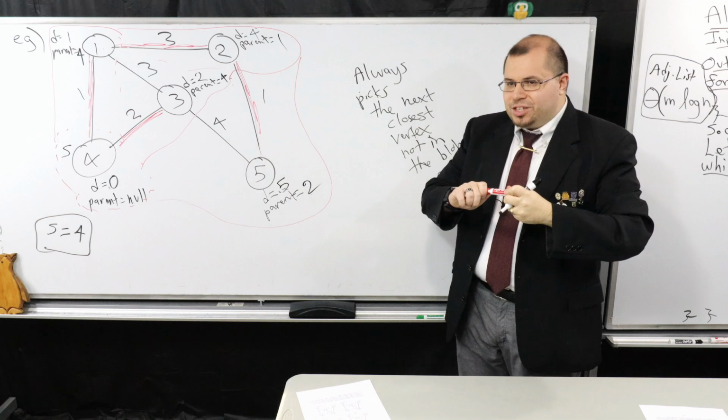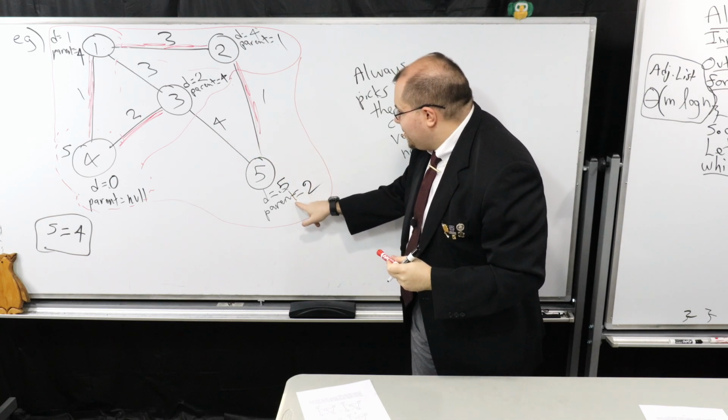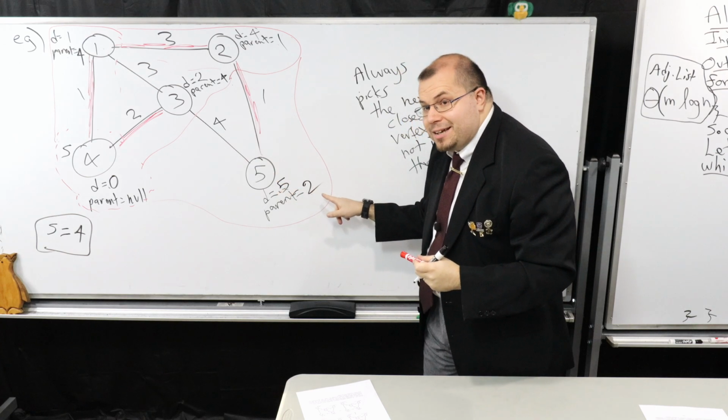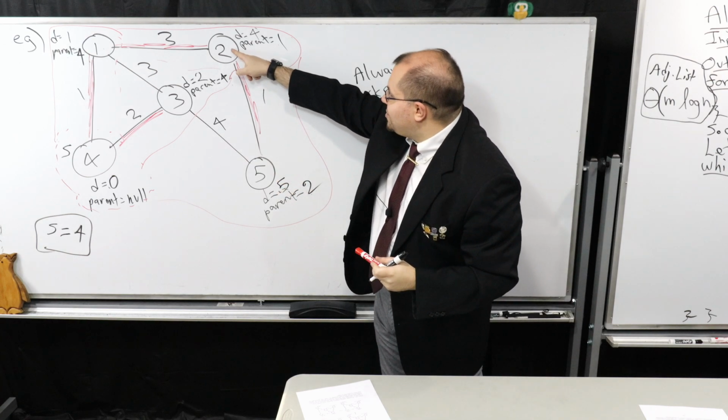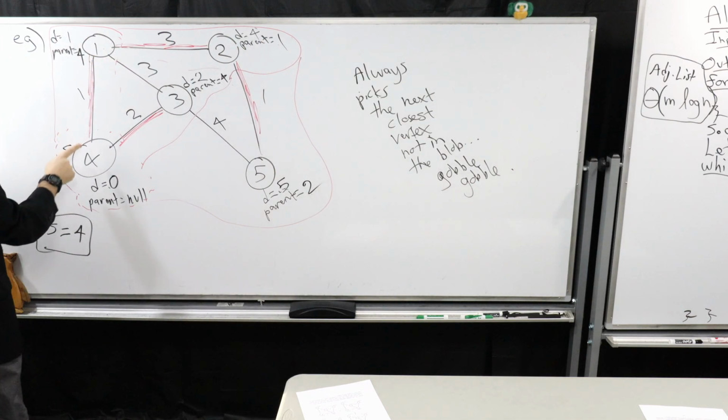So if you ever wanted to get the shortest path, say from 4 to 5, you could just follow from 5 here, which would be what t is. You go to the parent of 5, that's 2. The parent of 2 is 1, and the parent of 1 is 4.